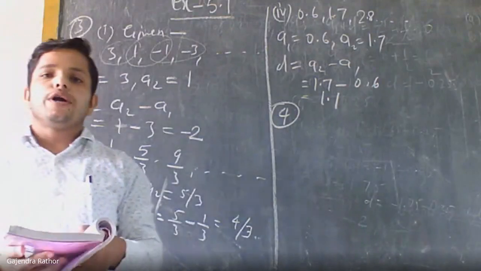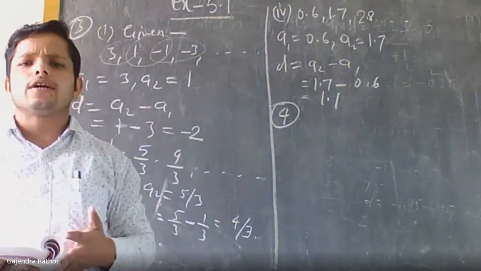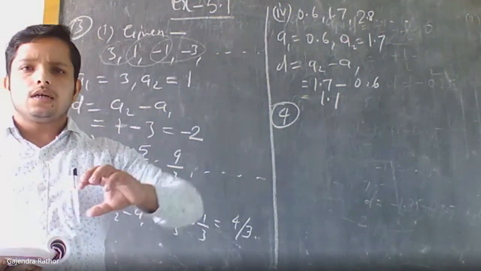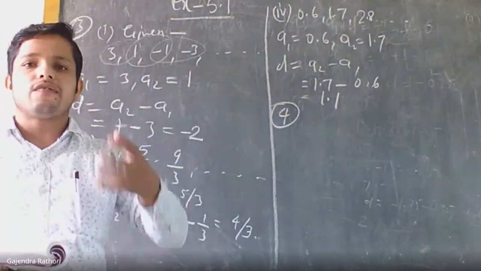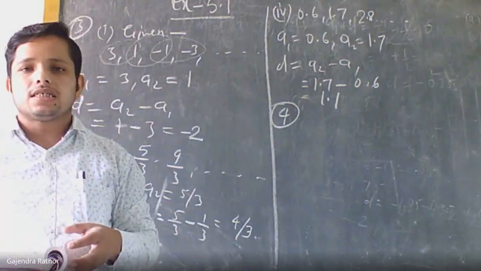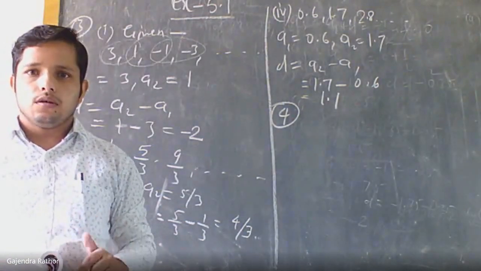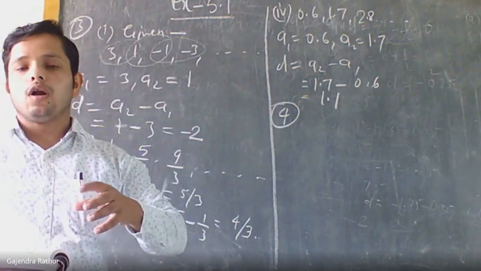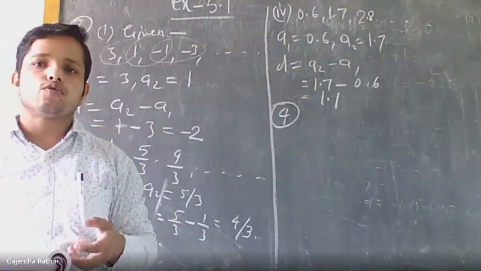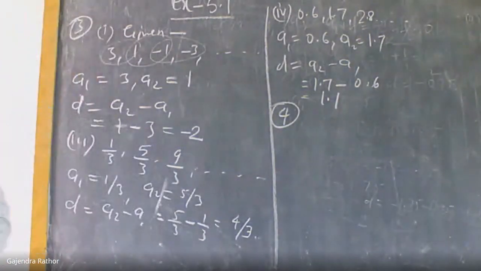So now we are going to discuss the next question, number 4, and the last question of this exercise. This is an important question, not from the point of view of the exam, but to understand how to identify an AP. In this question, some patterns, sequences of numbers, are given. We have to identify whether each is an AP or not. This will be helpful for solving daily life problems in the next exercise. So let's start.